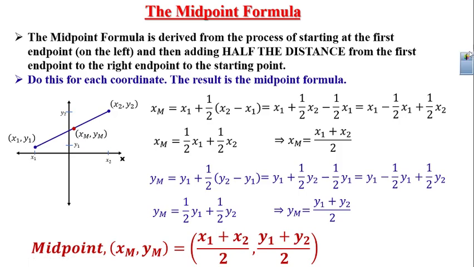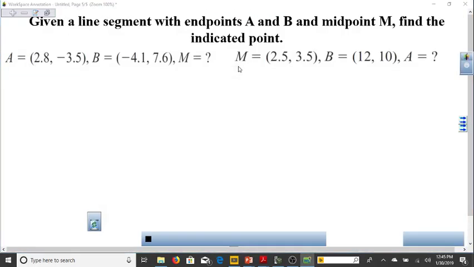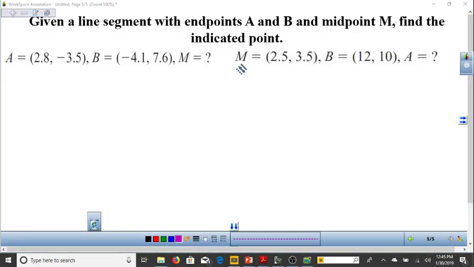Now, let's do a quick example here with doing midpoints. So, two examples. Let's say we want to find the midpoint. We're given 3 points. One point is A, one point is B, and one point is M. A and B are the endpoints, and M is the midpoint. How do we find the missing point?